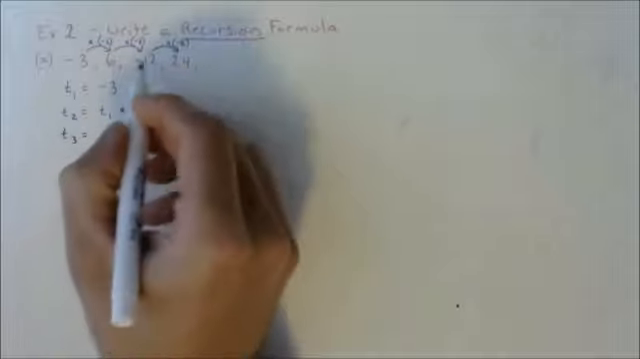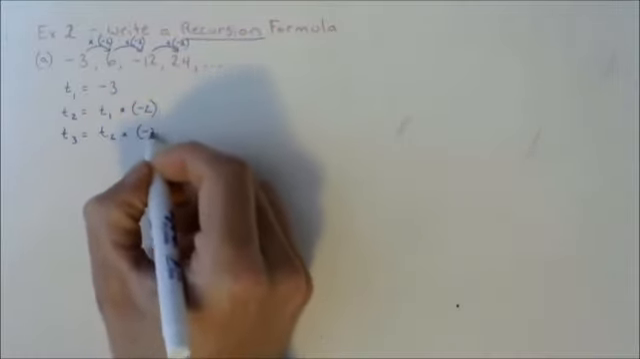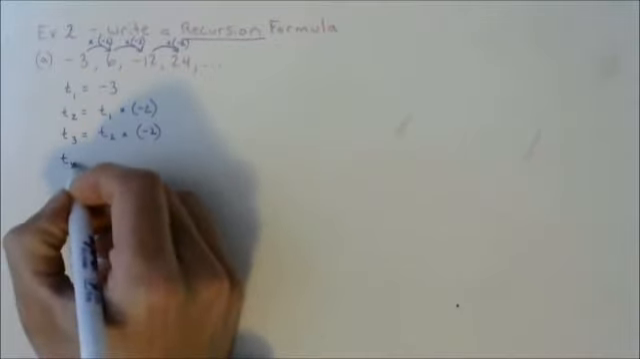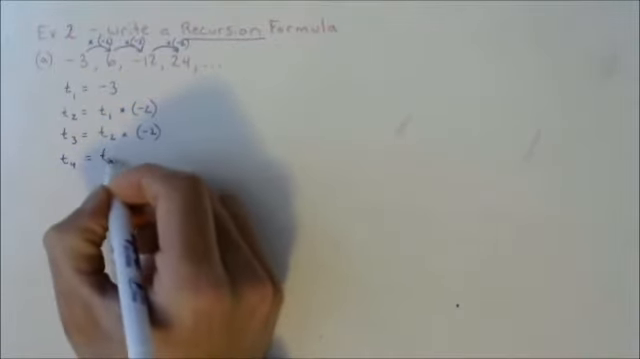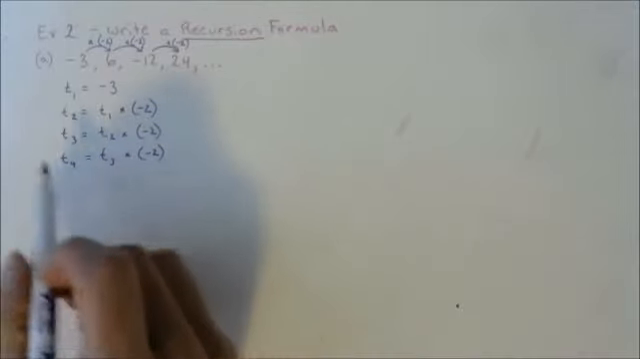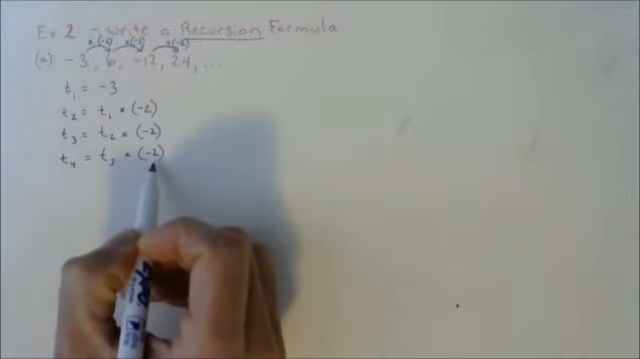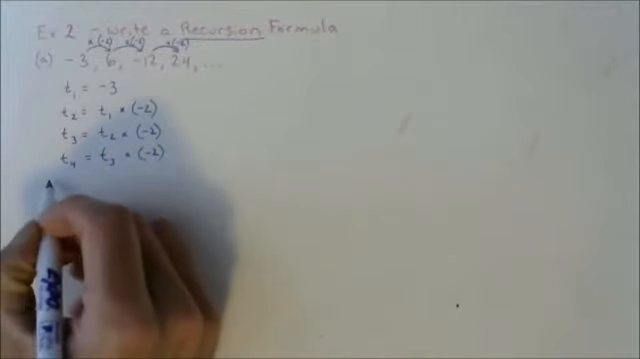Basically we're going to look at that second term and say, how did we get that? Well, we took the value of the first term and we multiplied by -2. What about that third term? How do we get that? Well, we took the value of the second term and multiplied by -2. And the same is true for getting the fourth term. We take the previous term, term 3, and multiply by -2. Now we clearly have our pattern. For any term, I just need the previous term, multiplied by -2.